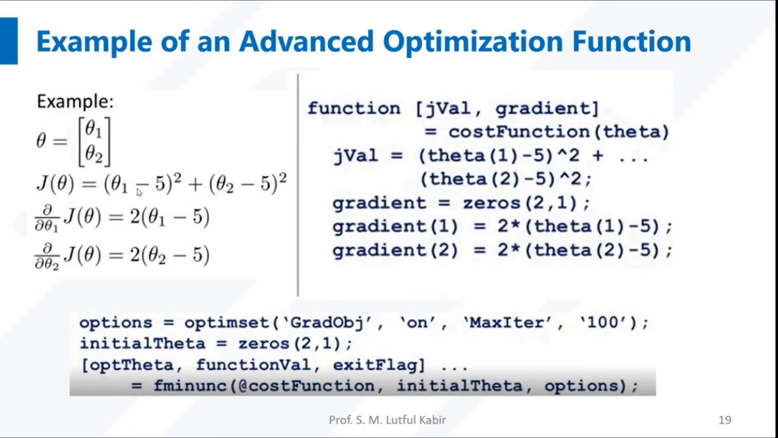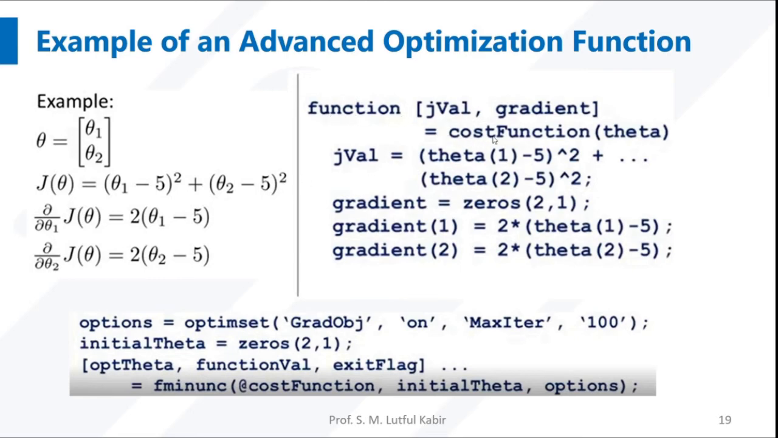So from the optimization algorithm, we expect that the final result will be theta 1 equal to 5 and theta 2 equal to 5. Whatever may be the initial value, after convergence, we expect theta 1 and theta 2 as 5. The derivative of J(theta) with respect to theta 1 will be 2 multiplied by (theta 1 minus 5). If you differentiate that equation, that is the result. With respect to theta 2, the expression is also 2 multiplied by (theta 2 minus 5). So these three expressions you have to codify in a function.